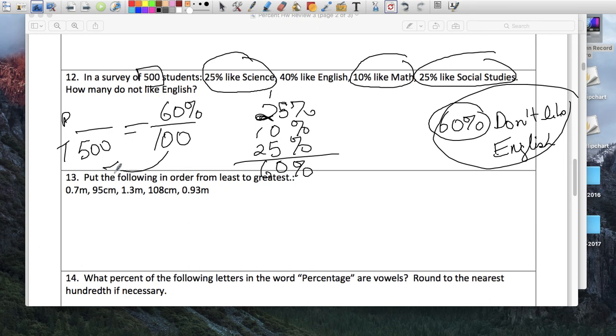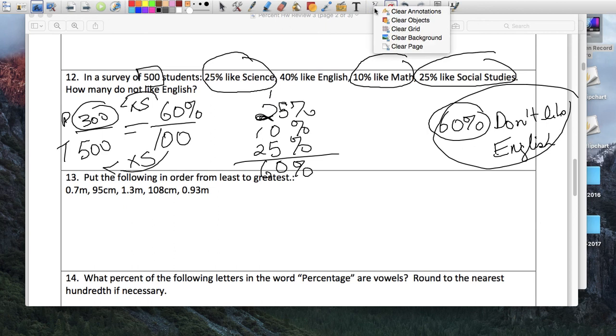Last question, I think. Yeah. What percent of the letters in the word percentage are vowels? Okay, so let's count. So the word percentage has 1, 2, 3, 4, 5, 6, 7, 8, 9, 10. 10 letters. There are 10 total letters. And how many are vowels? Well, the E, the other E, the A, and the E.